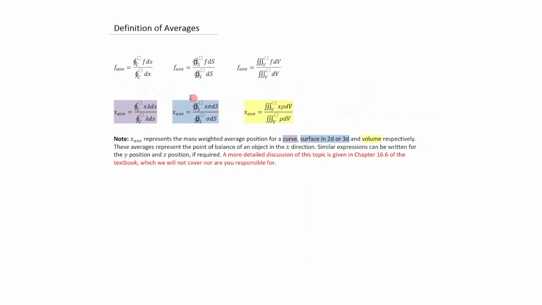You can also do it for something which is a curved surface. So this would be the balance point for the x component. You can also do it for volume. This would be the x balance point in the case of a volume. Now, you can also do the same computation for the y and z component if necessary. If it's a two-dimensional object, then you'd also have an expression for y here. If it's a three-dimensional object, you would have expressions for y and z as well. So there'll be an x average, a y average, and a z average. So these are things that we're not going to be looking at. The mathematics is straightforward. However, a more detailed discussion of this topic is given in chapter 16.6 of the textbook, which we will not cover, nor are you responsible for it.